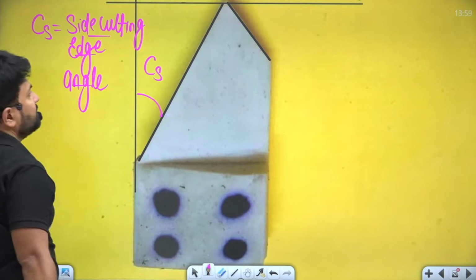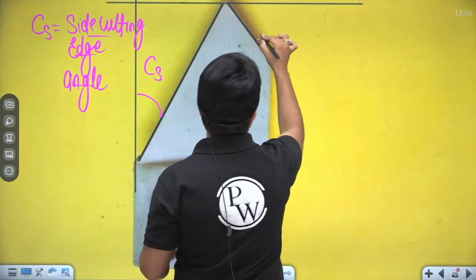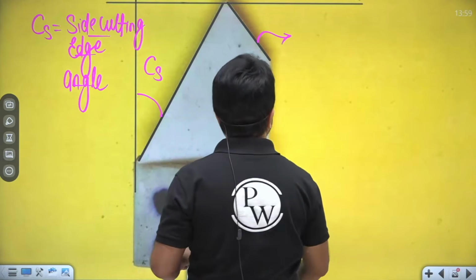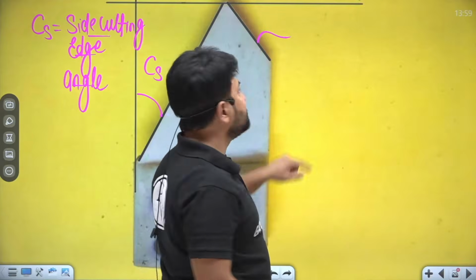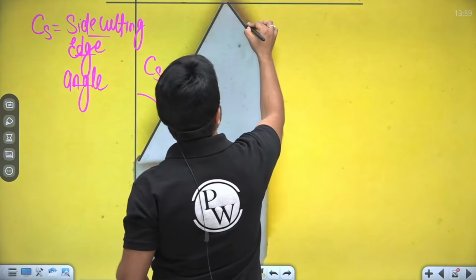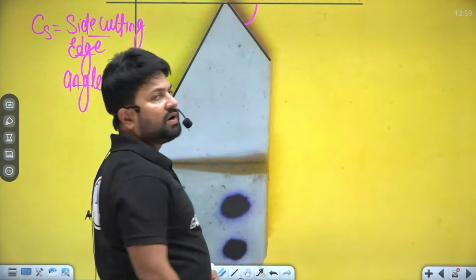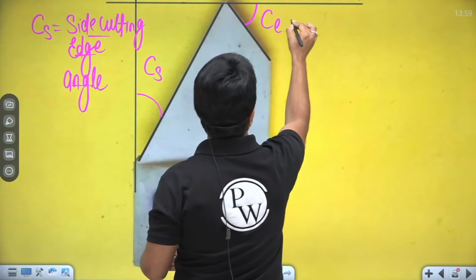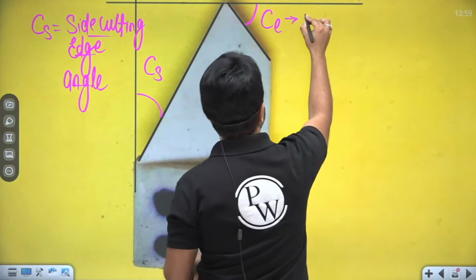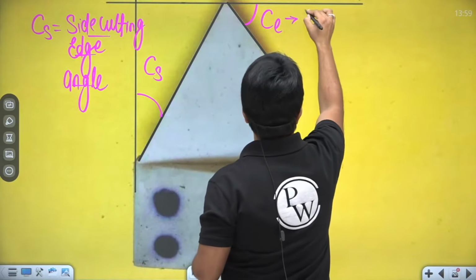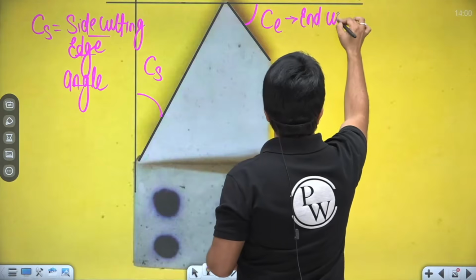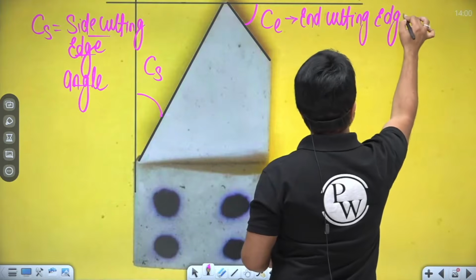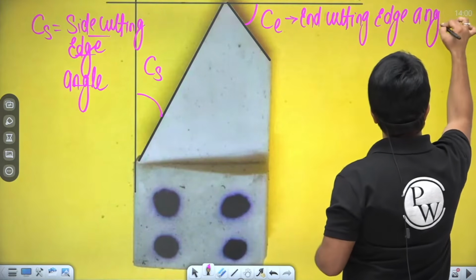Now here, see, this is, as you know, the end cutting edge. The inclination of the end cutting edge from this horizontal line which lies in this plane is known as the end cutting edge angle.